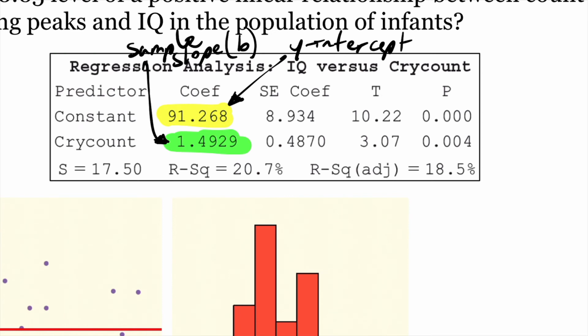Okay. Right next to that is a standard error. Okay. All right. That's all we need from that.